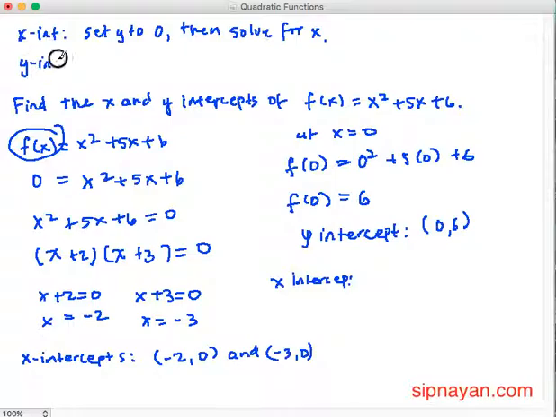Sa y-intercept naman, anong ginawa natin? Ano naman ang sinet natin sa 0? Yung x natin, di ba? Set x to 0, then solve for y. Okay? So, yun yung ating x-intercept tsaka y-intercept. Okay, so actually, pwede mo na sabihin na the y-intercept is 6, or the x-intercept is x equals negative 2 tsaka x equals negative 3. Pwede naman sabihin ka nun. But we want to find the coordinates of the points para ma-justify natin kung bakit natin inequate to sa 0.